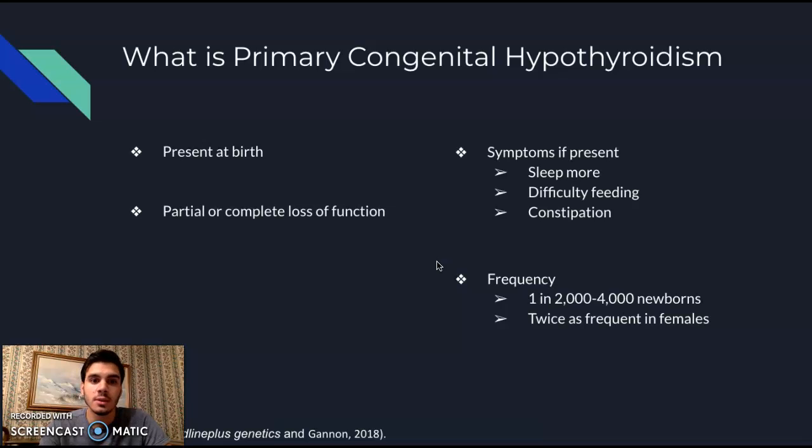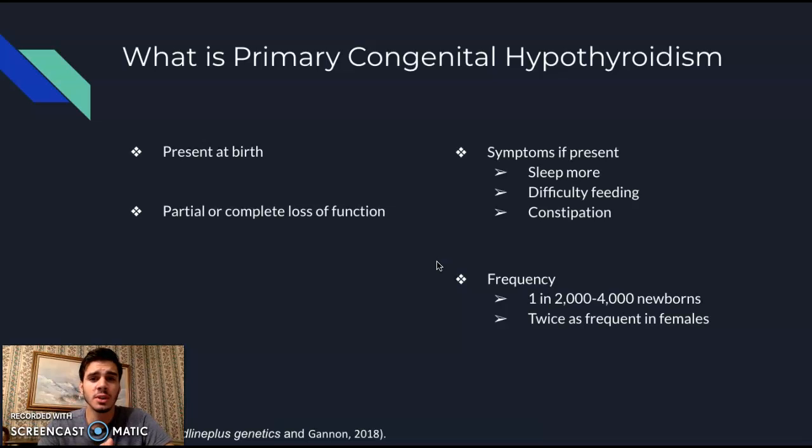Now for the disease. This is a congenital disease, as it says in the name, so it's present at birth. It can lead to either partial or complete loss of function of the thyroid gland. The degree of severity has a very wide range for this disease. The symptoms are very hard to tell if they are present at all in the newborn. As many newborns do, they're going to be sleeping more, they may have difficulty feeding, and they may have constipation.